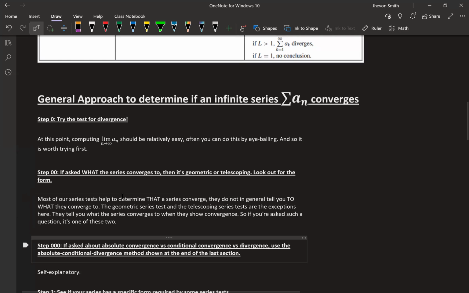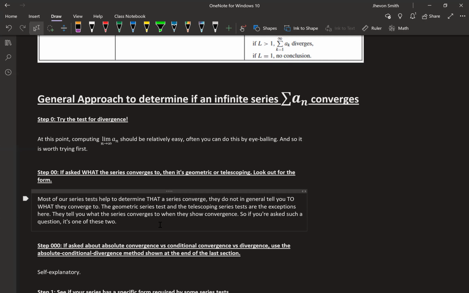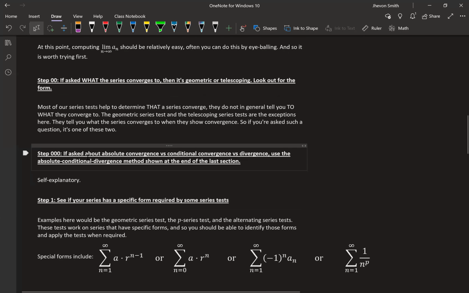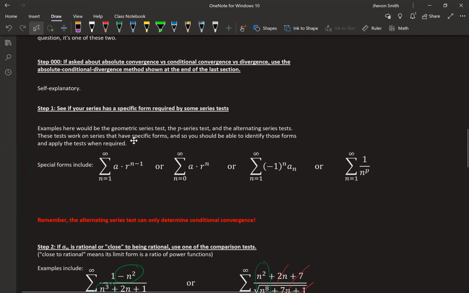Other considerations include how the question is phrased. If you're asked specifically what a series converges to, you should know it's geometric, so use the geometric series test. Telescoping is another option, but we didn't cover that. If you're asked about absolute convergence versus conditional convergence versus divergence, then you're going to use the method that I have in the last section. So you're going to check for absolute convergence first, using some other test, and check if it converges. If not, you check for divergence. Check for conditional convergence. Then you're going to look, does my series have a very specific form? Of course, you have to have all these specific forms memorized.